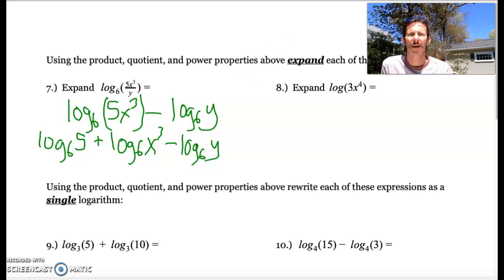And then finally I have one more step I can do because I have an exponent up here, and so that is allowed to drop in front of this, so I can rewrite that by just moving it into the front, and that is my answer.